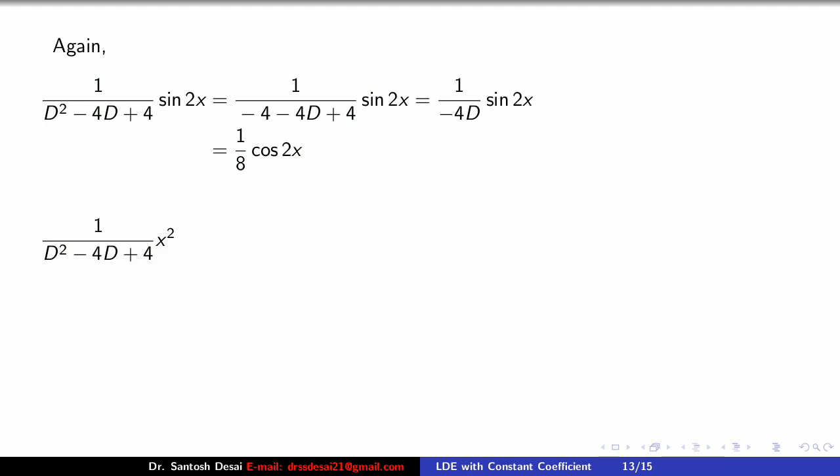Let us consider the next term, 1 upon d square minus 4d plus 4 into x square. Now one can solve this by using our first example, but here I am going to use a different method. So 1 upon d square minus 4d plus 4 can be written as d minus 2 bracket square operated on x square. Now apply the same method here. The lowest degree term is 2, its sign is minus, so you have to take minus 2 common from the denominator, but the bracket square is there, so therefore we take minus 2 square from the denominator.